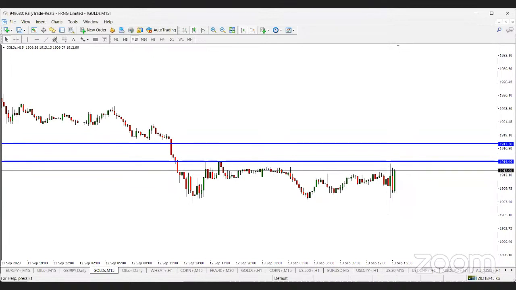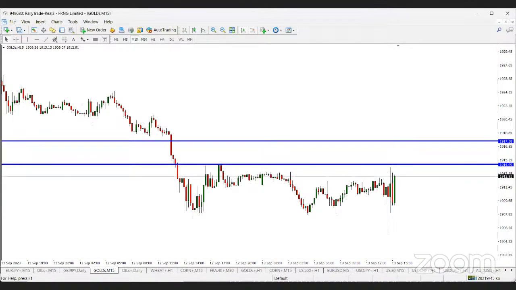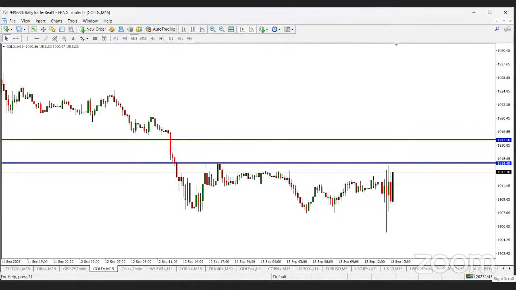Our advice is that we are selling at 1914 and taking profit at around 1912. But if price breaks above 1914, that is, the body of the candle closes above 1914, then I would expect that I can buy to 1917. Okay. Let's look at US 2000.